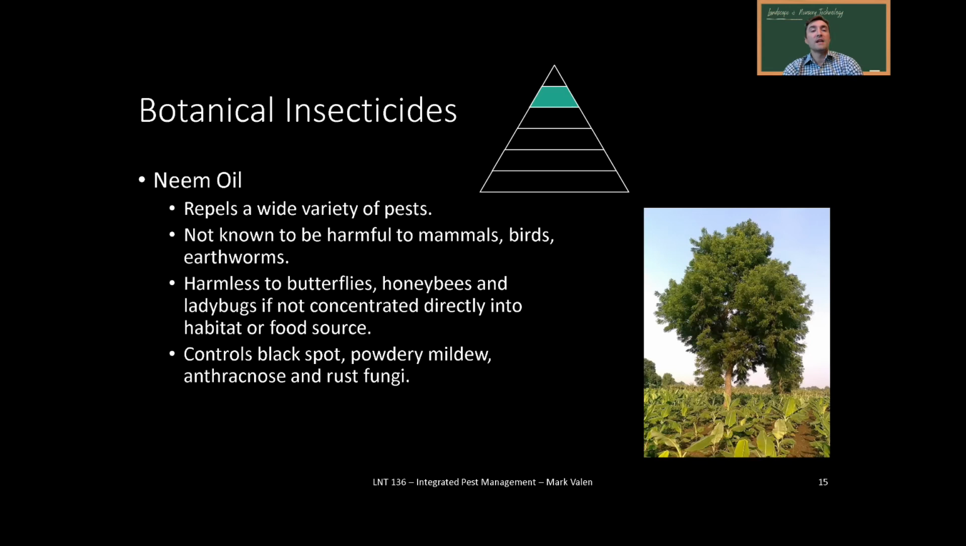And then we have neem oil. This is a very common botanical insecticide. It repels a wide variety of pests, comes from the neem tree. It's not known to be harmful to mammals, birds, or earthworms, harmless to butterflies, honeybees, and ladybugs if it's not concentrated directly into their habitat or food source. And it is a good control of disease organisms as well, including black spot, powdery mildew, anthracnose, and rust fungi.